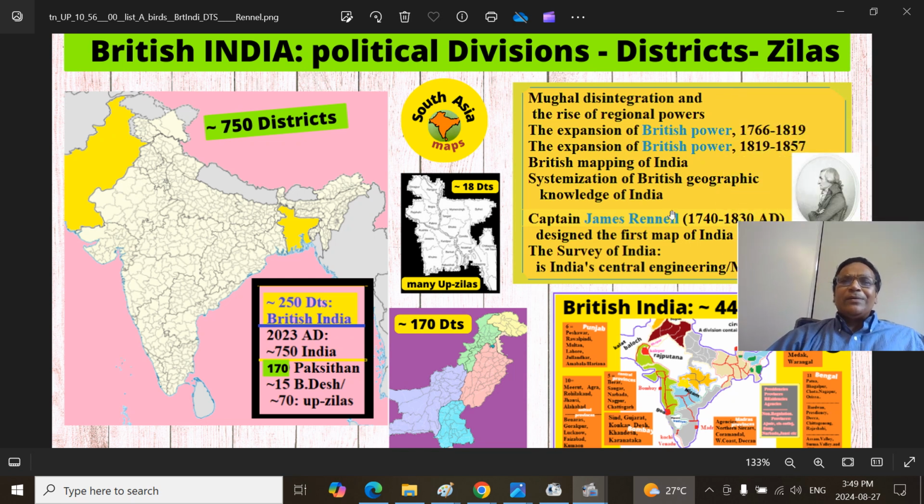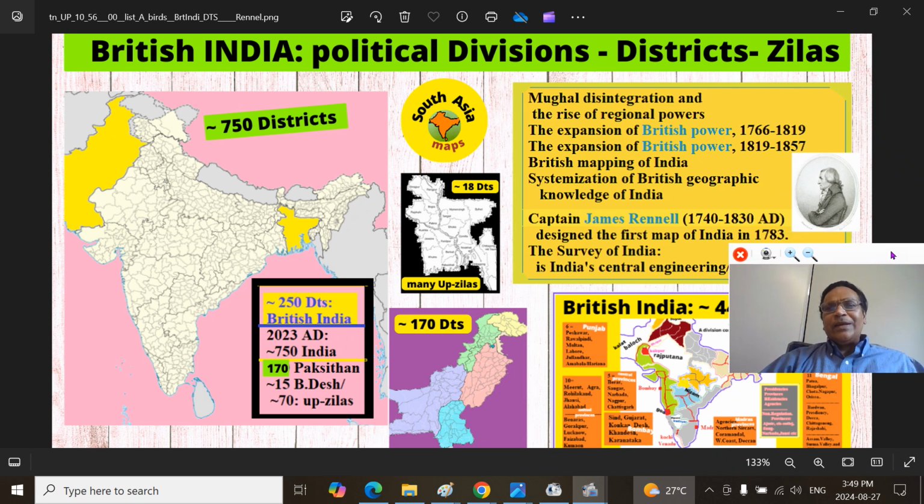So after the Battle of Plassey and Battle of Buxar, the British government appointed a geographer, James Rennell, called the father of Indian geography. They started systemization of British geographic knowledge. Later, this resulted in the formation of districts. So we are talking about this.